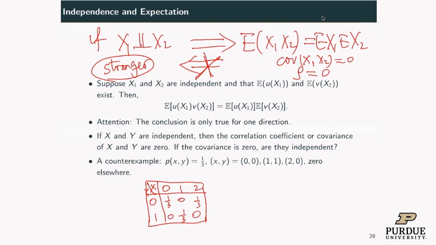For this problem, definitely they are not independent. You can get the marginals directly. The product of the marginals is not equal to the joint PMF. So x and y are not independent. You can do further calculation. I will leave it as an exercise. You can calculate rho for this example. Rho is 0. They are dependent. So this is a counter example for the other direction. Rho is 0 doesn't mean they are independent.